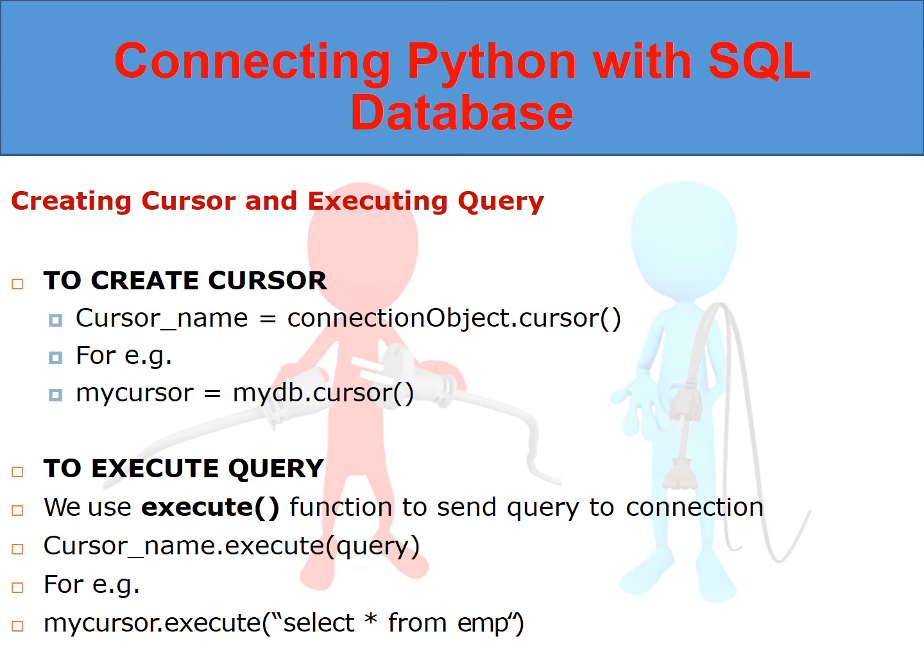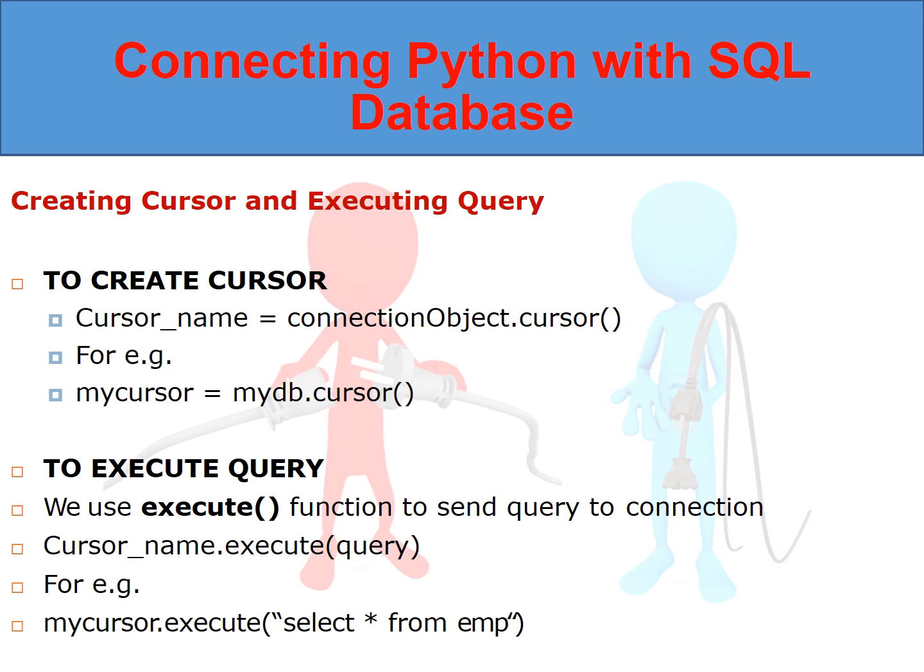For creating a cursor, you require the library function cursor, which works with the connection object of your coding, and it is assigned to an identifier which will work as the cursor for your code. In this case, your cursor is mycursor.